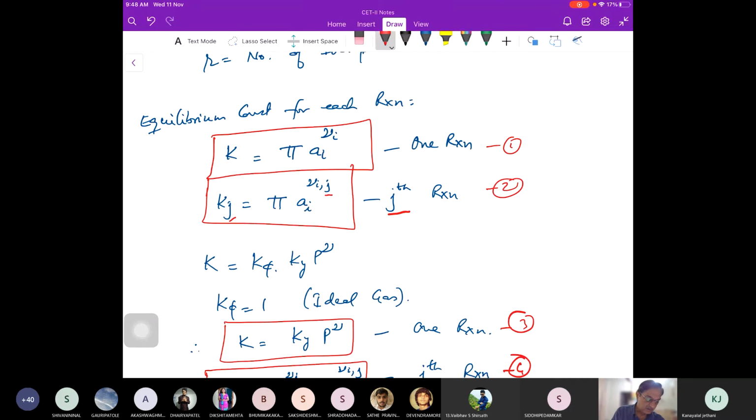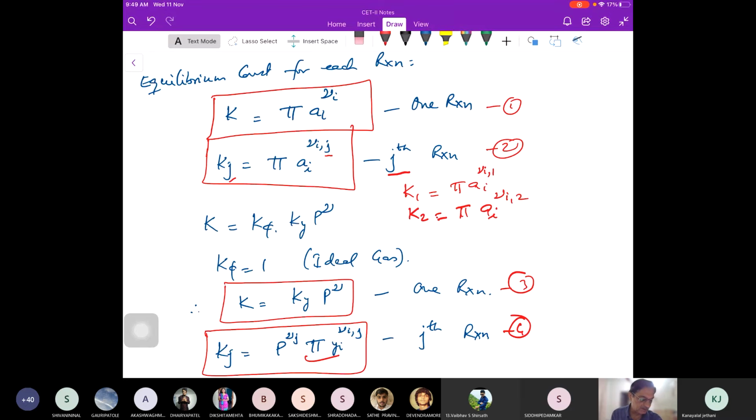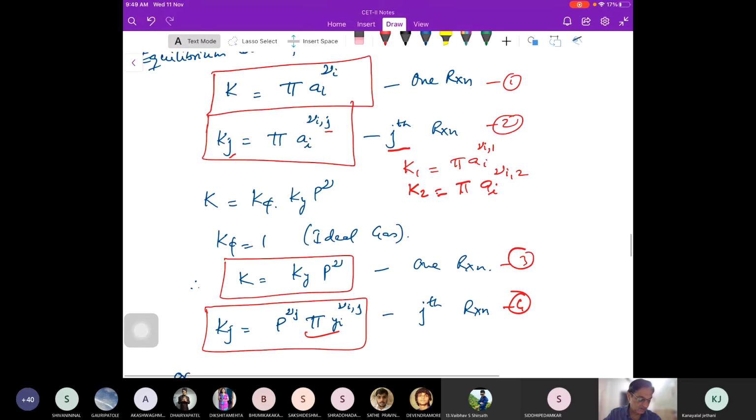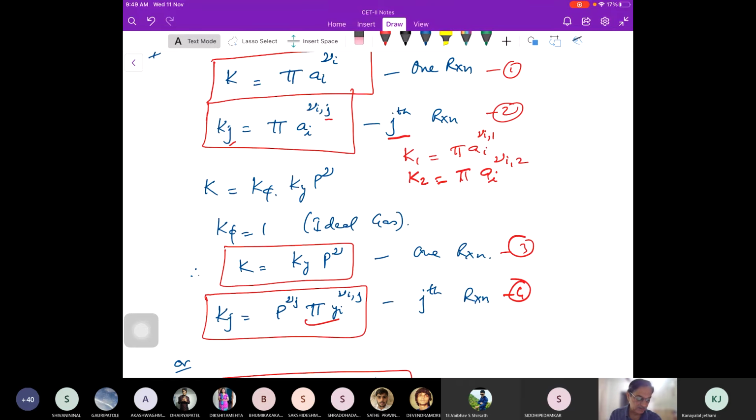Let me write it down for you. K1 is equal to pi of a_i raised to the power of nu_i for the first reaction. Then K2 will be pi of a_i raised to the power of nu_i for the second reaction, like that, depending on how many reactions there are. So we know that K is equal to K_phi into K_y P raised to the power of nu. We derived this general equation, and K_phi is equal to 1 for the ideal case, ideal gases. So K is equal to K_y P raised to the power of nu for one reaction.